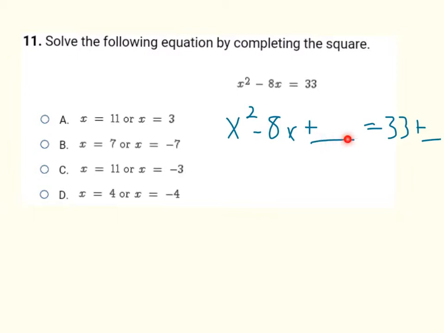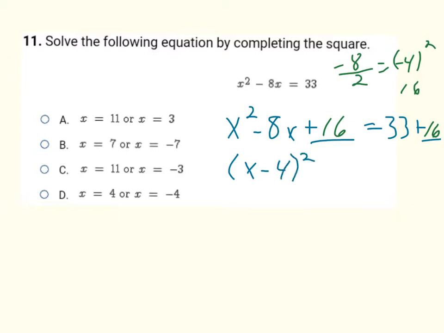So what I did is I went ahead and rewrote it, but I left a space where I can add that magical number to both sides. So I'm going to go over here and find that magical number. Negative 8 divided by 2 is negative 4. And then negative 4 squared is 16. So I'm just going to add 16 to both sides. And the reason that I do that is because this is going to factor into x minus 4 quantity squared. And then 33 plus 16 is 49.